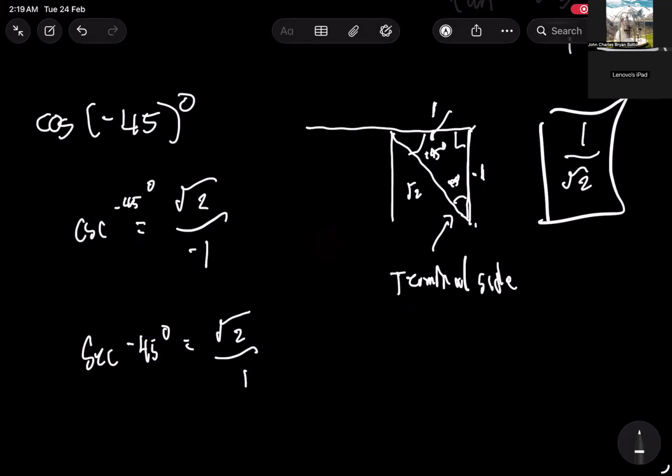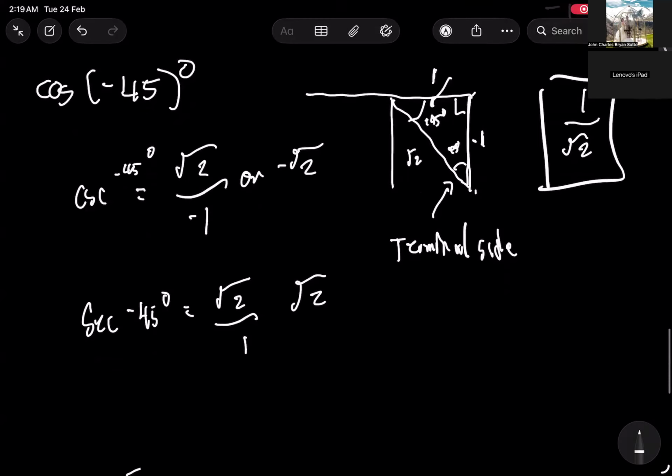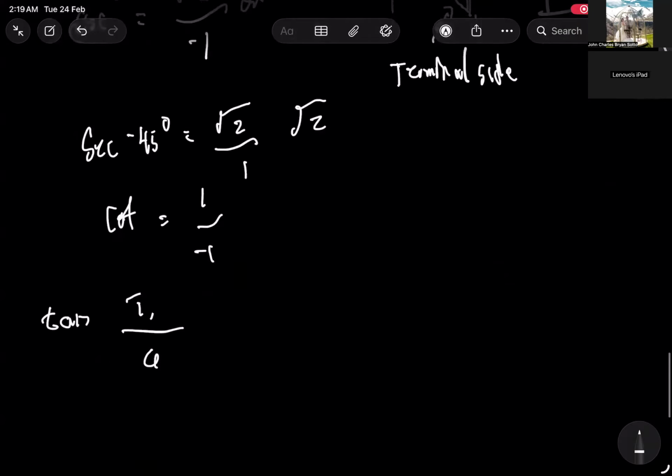This is square root of 2, negative square root of 2. This is square root of 2. And also we have here, cotangent is equal to 1 over negative 1. Okay, clear? Questions?